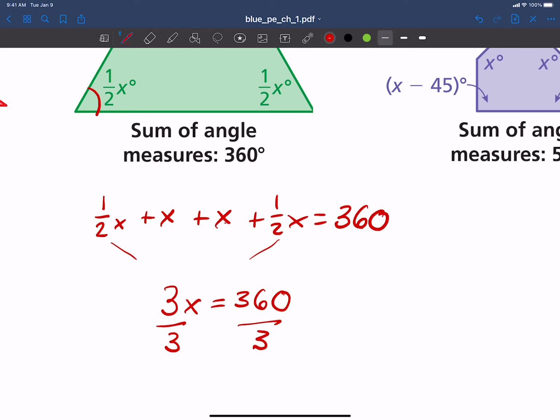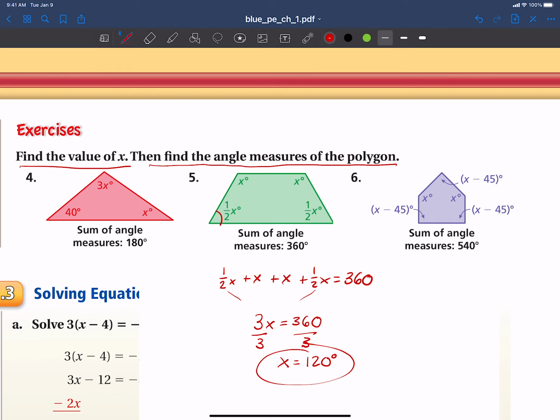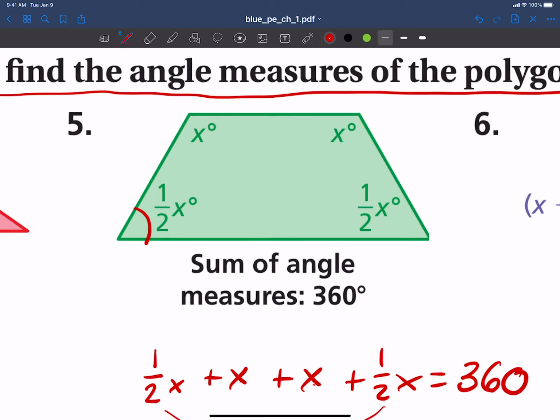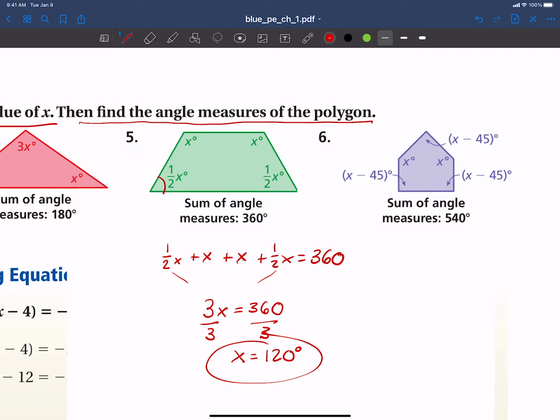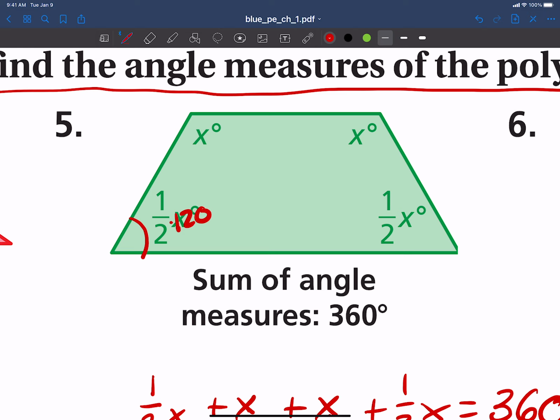Now, we're not done. The question says, first find x, which we did. Then find the angle measures of each angle. So plug in that x. It's 120 times a half, which is like saying 120 divided by 2, which is 60. So this angle is 60 degrees. That means this angle is 60 degrees. And those other two are 120 degrees. Easy. So on your test, you would list them: 60, 60, 120, 120.